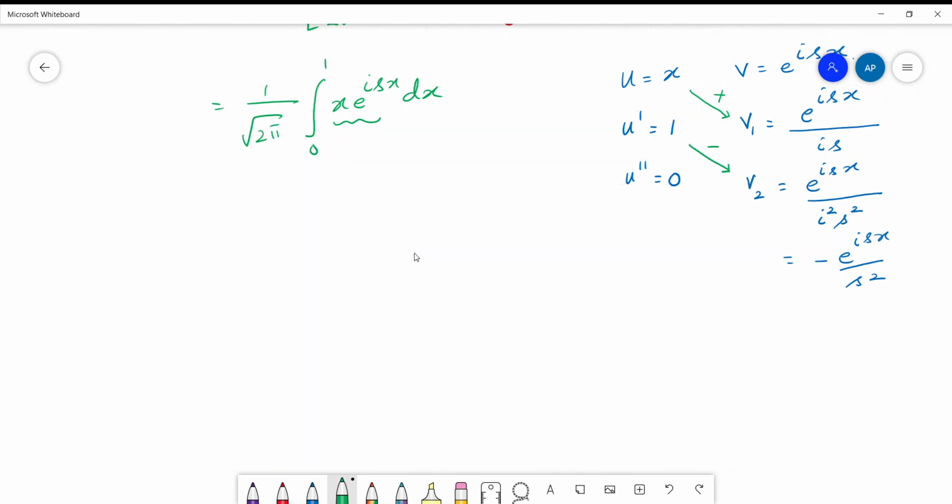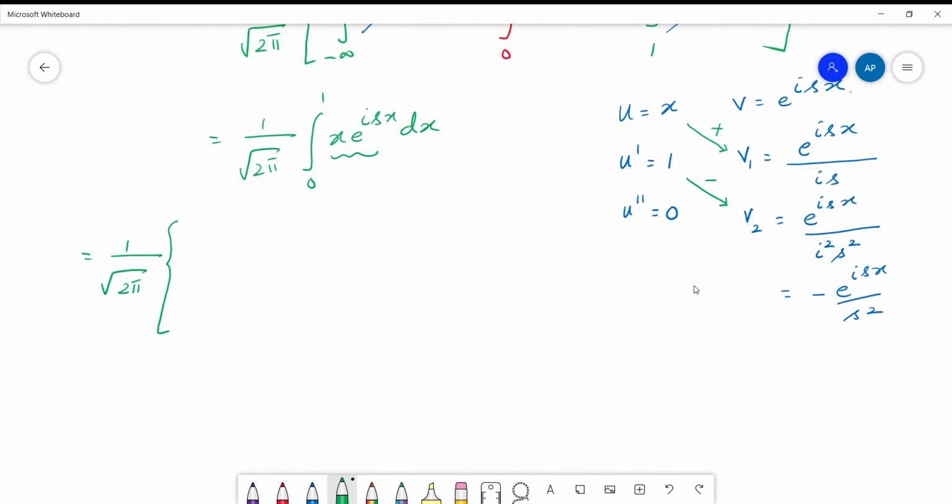So what happens to this? It is 1 by root 2 pi, I open up a bracket. Now look at the first term, u and v1 you are multiplying. So that becomes x times x e power isx divided by is, that is with a plus sign. Then I have a minus here, and I have a minus here. Now I am combining the terms of u dash v2. I have 2 minuses, so it becomes a plus e to the power isx divided by s square. So I have completed. Now I have to substitute the limits 0 to 1.